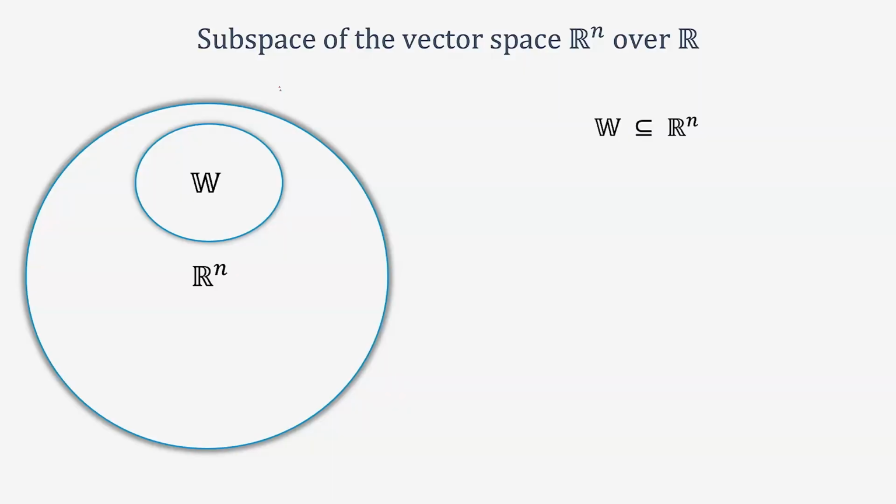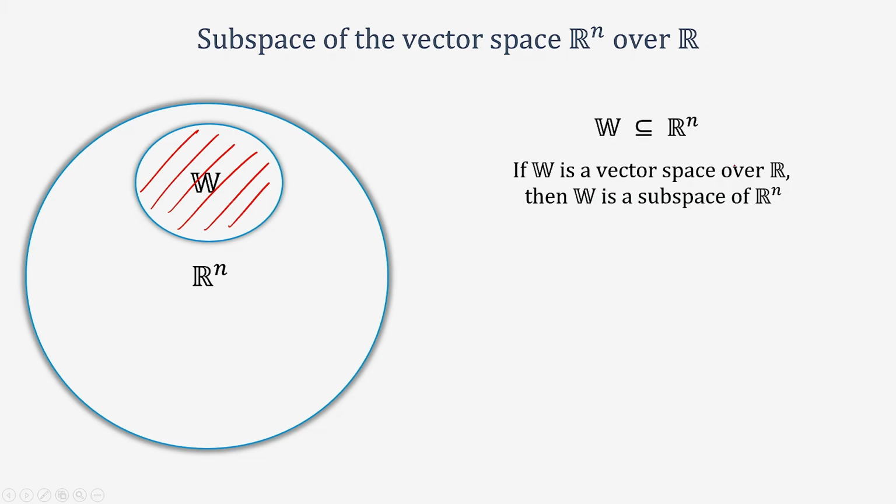So, what is a subspace? Suppose Rn is your vector space here. Within Rn there can be a set, say W, which is a subset of Rn. Now, we will call W a subspace of Rn if W must be a vector space over R.